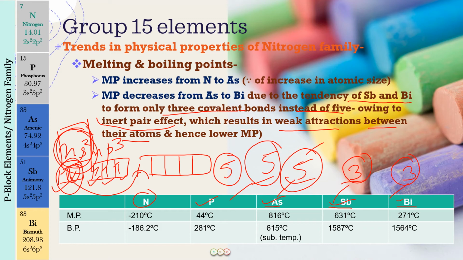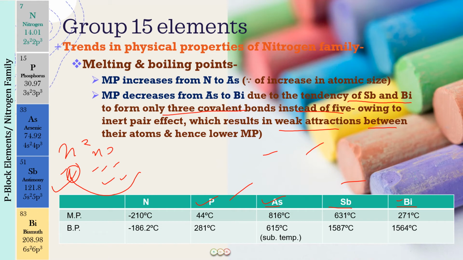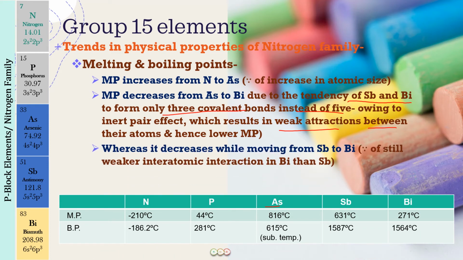Okay, so I hope this is clear that because of the inert pair effect, antimony and bismuth have a tendency to form three covalent bonds. With three covalent bonds between the atoms, the attractive forces are going to be less and the melting points are going to be less. Okay, and therefore you also see that from antimony to bismuth, the temperature is still falling further, right? So from antimony to bismuth, again because of the large size, this has even lesser attractive forces for the other atoms. So weaker interatomic interactions take place in bismuth than antimony.